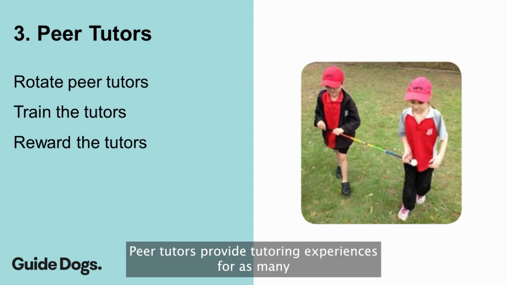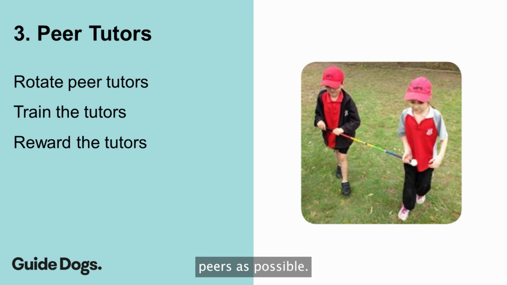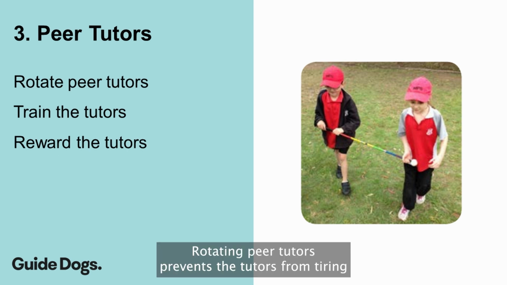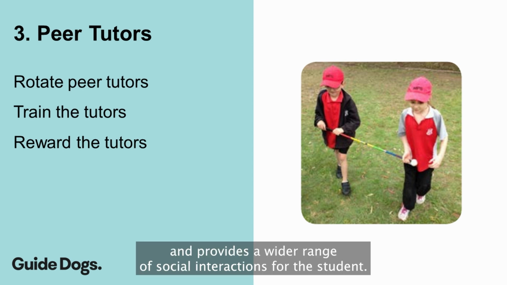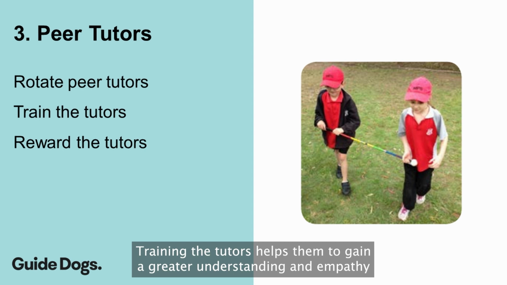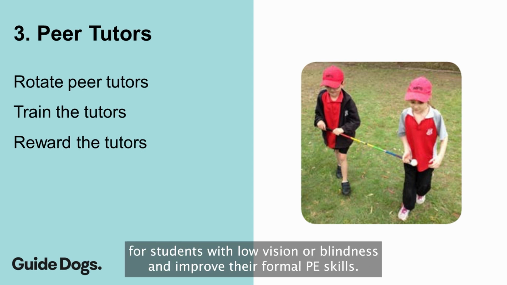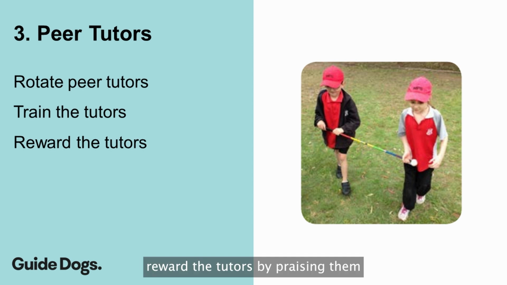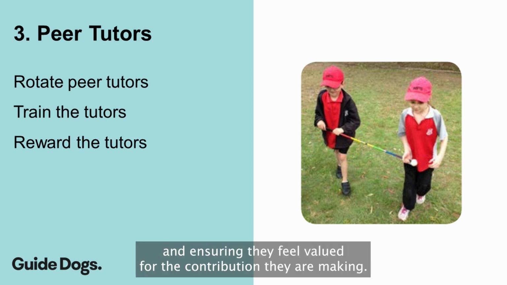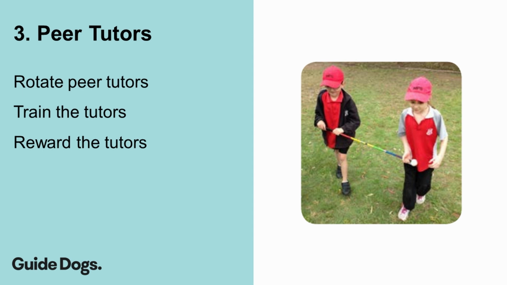Peer tutors. Provide tutoring experiences for as many peers as possible. Rotating peer tutors prevents the tutors from tiring and provides a wider range of social interactions for the student. Training the tutors helps them to gain a greater understanding and empathy for students with low vision or blindness and improve their formal PE skills. Reward the tutors by praising them and ensuring they feel valued for the contribution they are making.